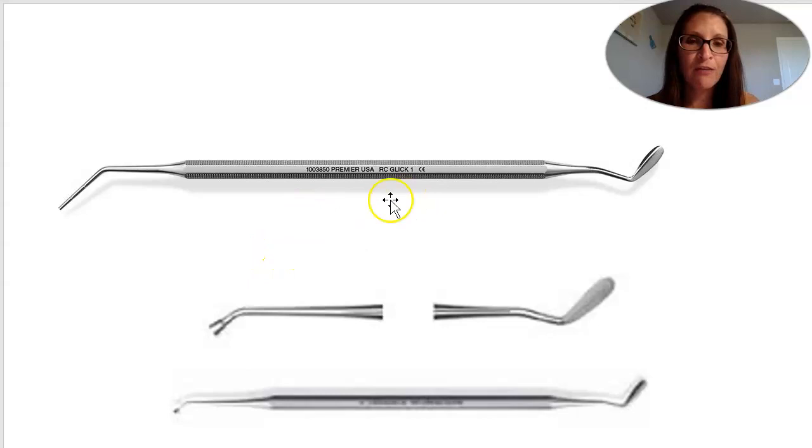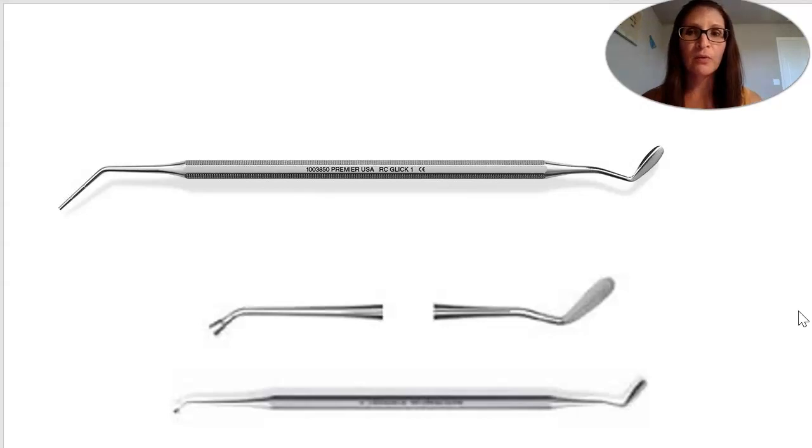So again, you might have one or both of these in your setups, but make sure you have an understanding of the Glick number 1 and why it's used in endo. Again, it has more of an endo plugger to it and a paddle to cut off excess material, and also to place temporary material.